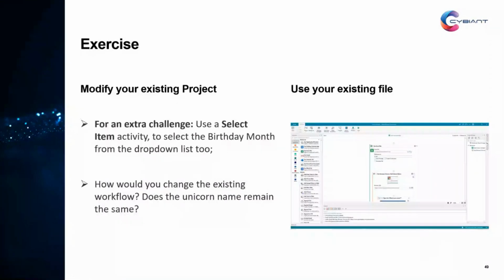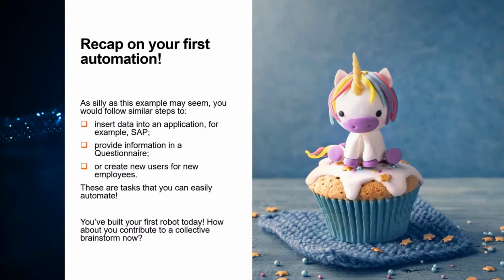Okay. And of course, there are more things that I would like to show you. Of course, we did the advanced part already. So, we modified the existing part, which is to add an extra challenge to do this birthday month as well. Okay. So, based on this activity, you can see that we are trying to do it in a fun way, that you are creating the first robot to get a value from Excel, type into a website, and you get the value.